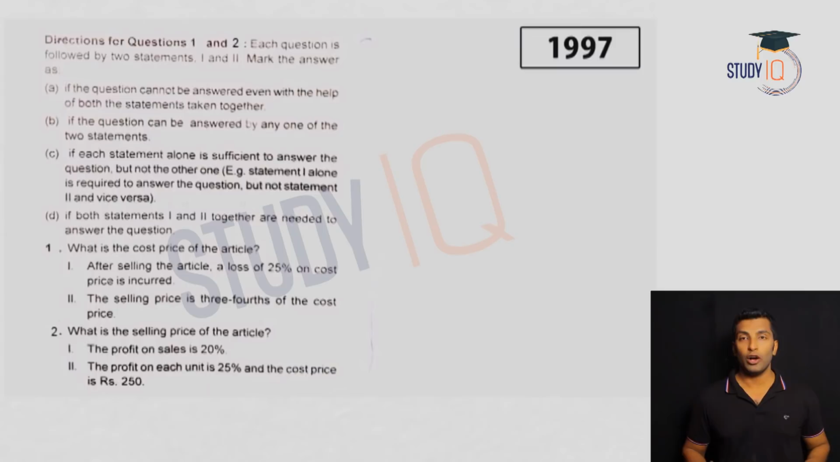So this is the set 2 of our profit loss question solving discussion. We have completed some important questions in the previous set. So now let's continue the session. Let me start off with the data sufficiency question again. Okay, how will you solve it?